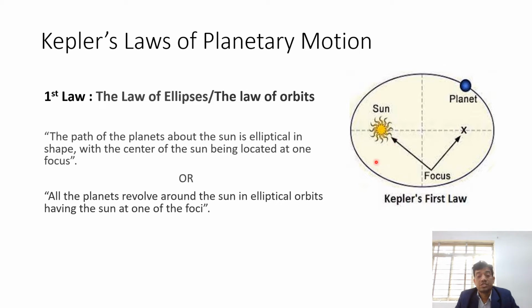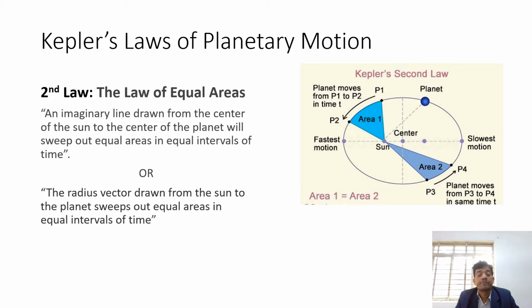Clear, students? So you just remember this statement. All the planets revolve around the sun in elliptical orbits, having the sun at one of the foci. This is very important. This is an elliptical orbit, right? And the sun is at one of the foci. Clear? So then the second law is the law of area, or areal velocity.